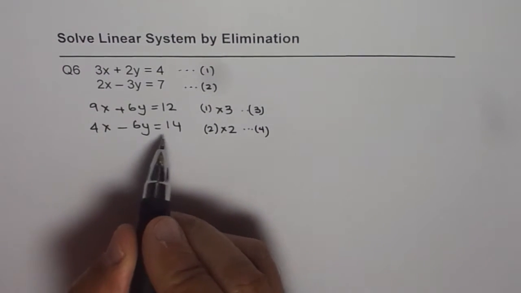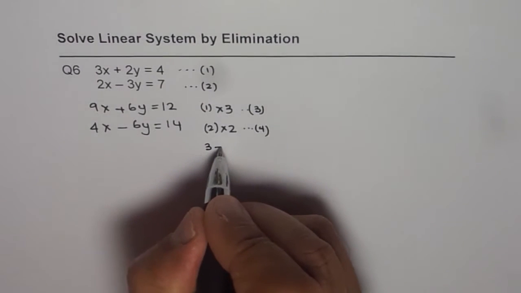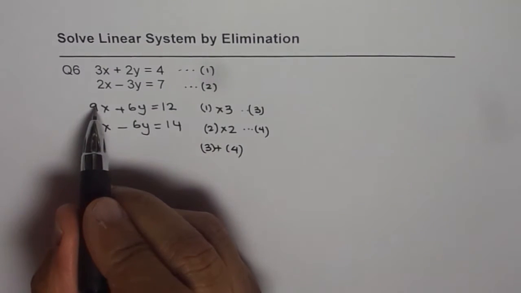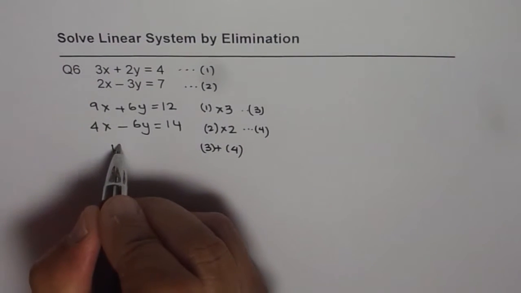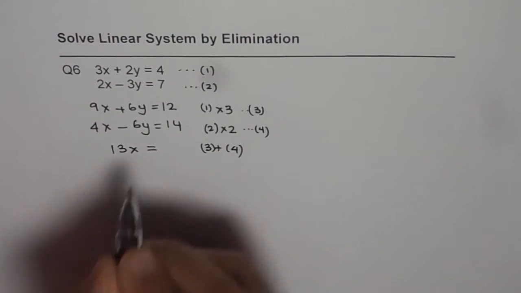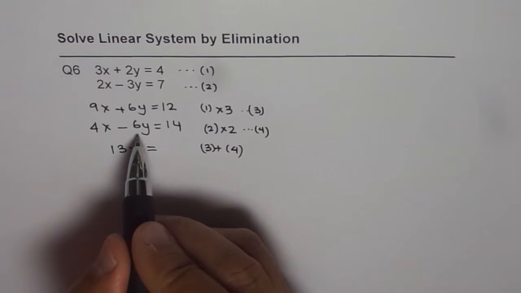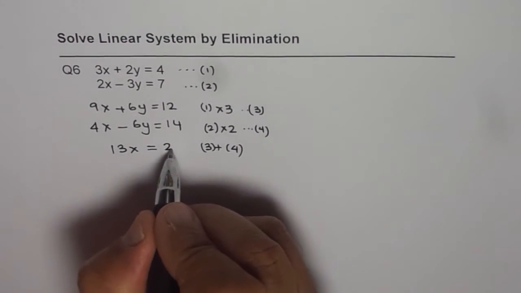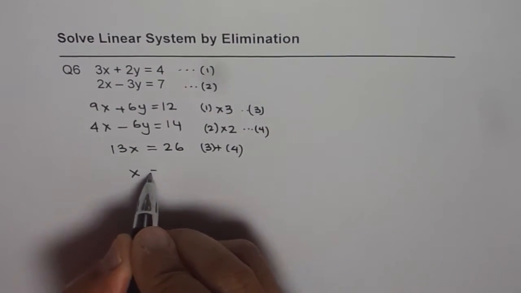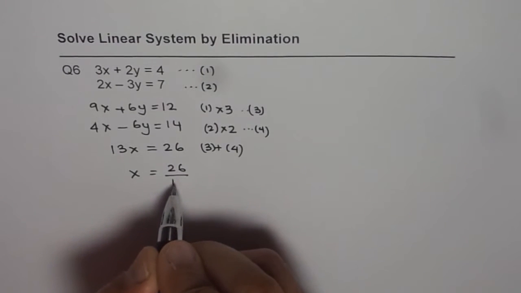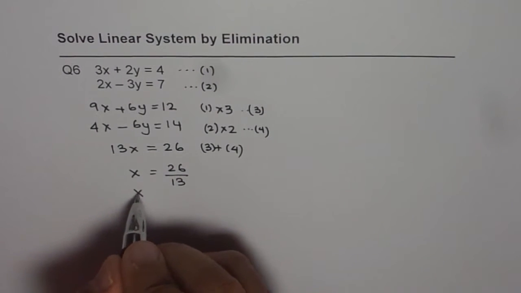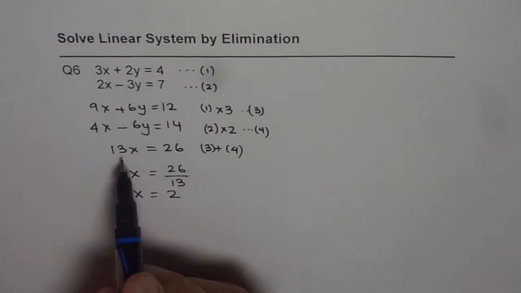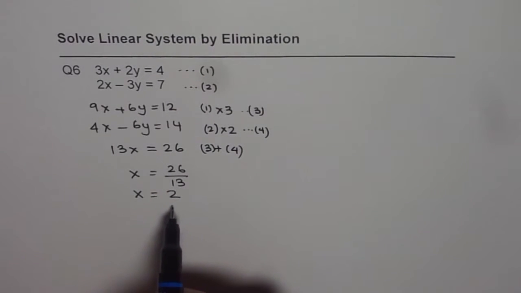If I add them up, that means I'm trying to add equation 3 and equation 4. In that case, 9 plus 4 is 13. I get 13x equal to 6y minus 6y is 0, 12 plus 14, which is 26. Now x is equal to 26 divided by 13, or we can say x is equal to 2. So by eliminating y, we have solved for x, and we got value of x as 2.